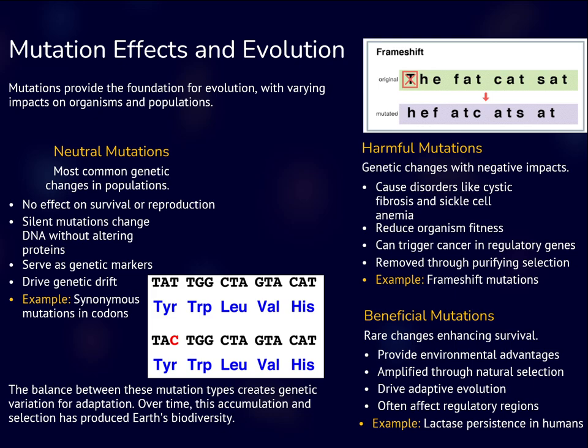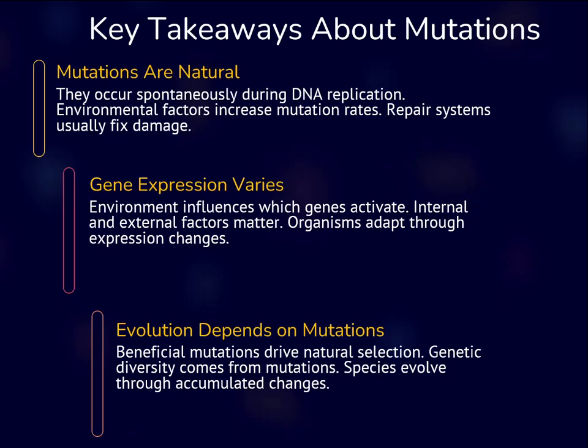But occasionally and rarely, mutations are beneficial. These help the organism survive better or reproduce more. For example, the ability for adults to digest milk, which is a trait called lactase persistence, is a beneficial mutation that spread in populations that raise dairy animals. Beneficial mutations are rare, but they're the key to how evolution works. Over thousands or even millions of years, small, helpful changes build up and shape the diversity of life that we see on Earth today. So, to wrap up, the major points to remember are: mutations are natural.